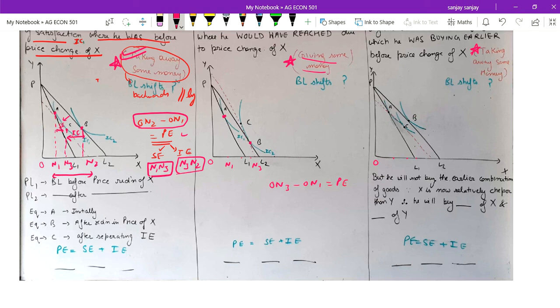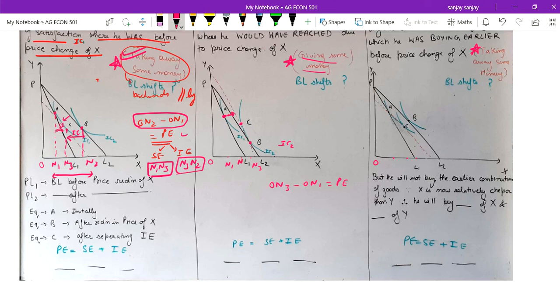And how do we differentiate? Now what we do is we give him some money, and when we give him some money, the budget line PL1 will move towards the right. We will give him that much money so that he reaches the same level of satisfaction where he would have reached due to the change in price of X. That means we are going to give him money which takes him to IC2. And this is the tangency point when we give him some money.